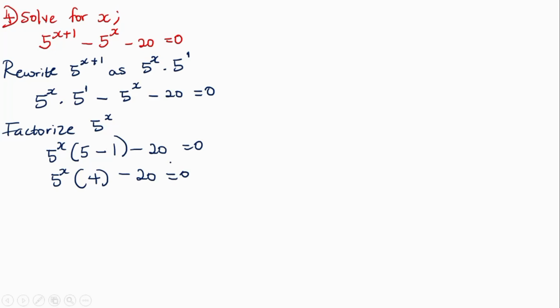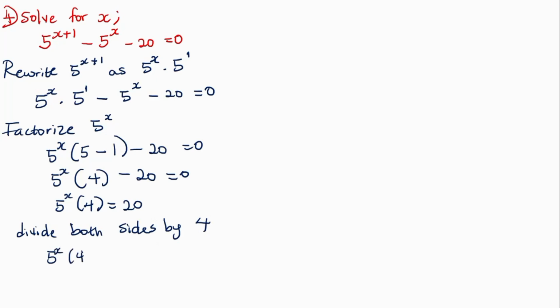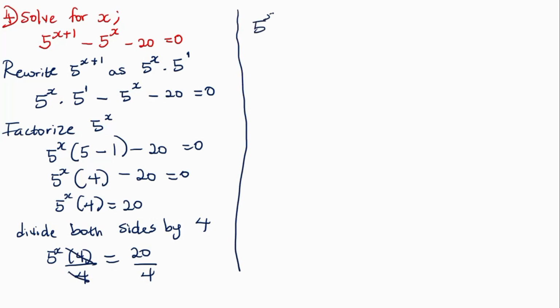Alright, so this is it right here. Now we want to simply collect like terms, and this becomes 5^x times 4 is equal to, when this crosses the equals sign it turns positive, which is 20. The next thing we want to do is to divide both sides by 4. So dividing both sides by 4, we have 5^x times 4 all over 4 equals 20 over 4. This is going to cancel, and right here we have 5 raised to the power of x is equal to 20 divided by 4, which is 5.